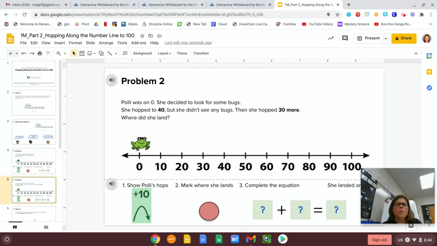This is another problem. Now we have Polly. Polly was on 0. She decided to look for some bugs. She hopped to 40, 10, 20, 30, 40. But she didn't see any bugs. So then she hopped 30 more. Here I am, 30 more. 10, 20, 30. Where did she land? On 70. That's right.